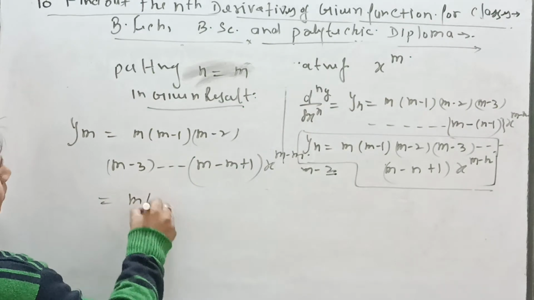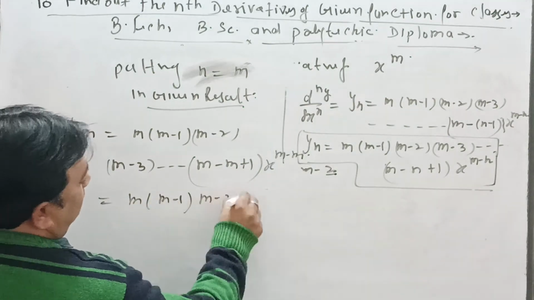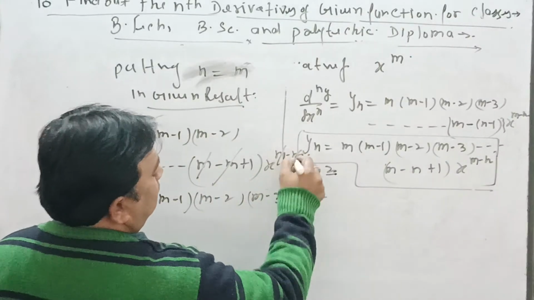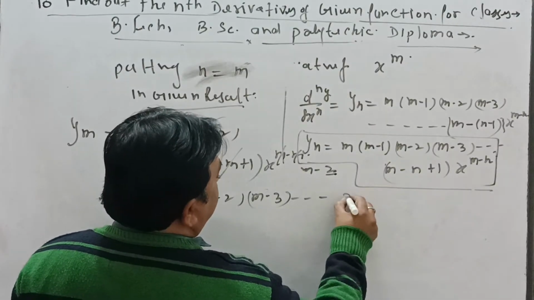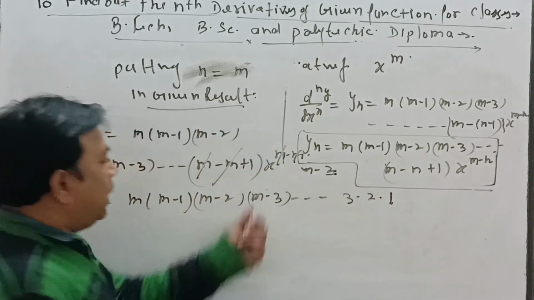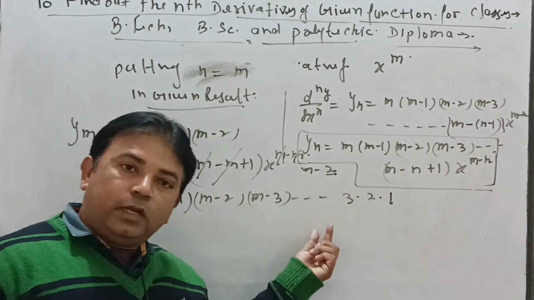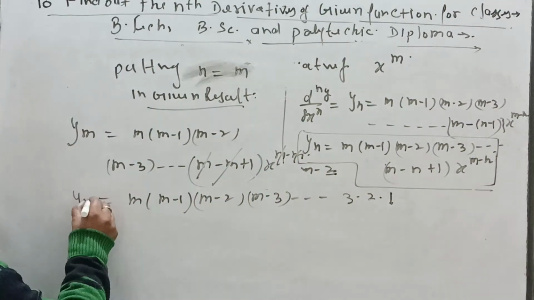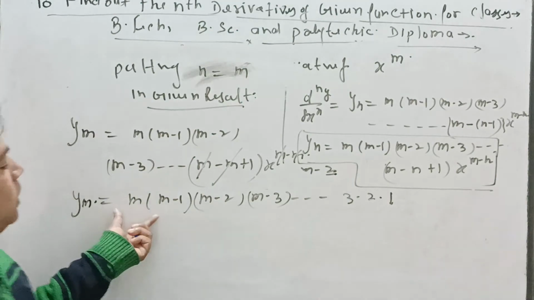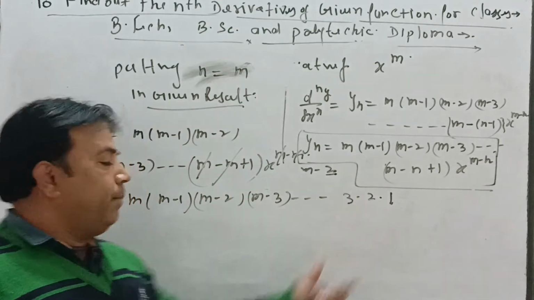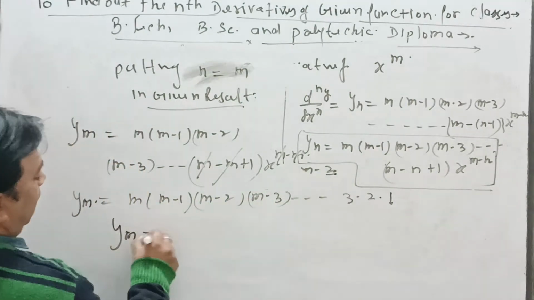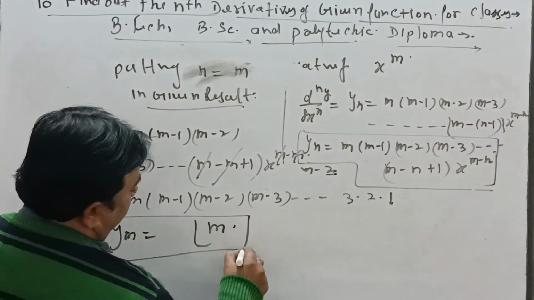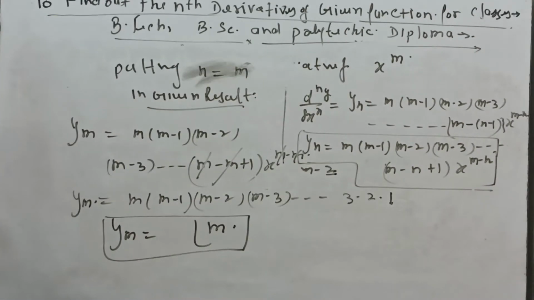You can see that the x power becomes zero. The last value is 1, the previous value is 2, the previous value is 3, and so on, down to 3 into 2 into 1. So you can see that this is the value of the factorial m. So we write y_m equals factorial of m.